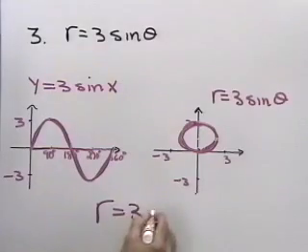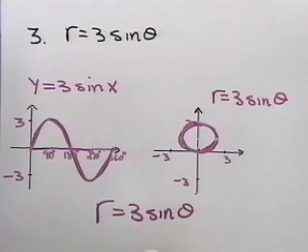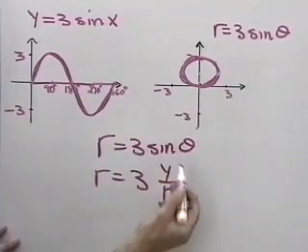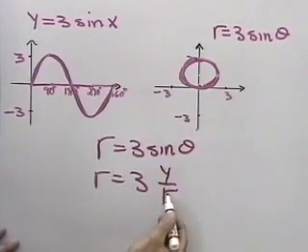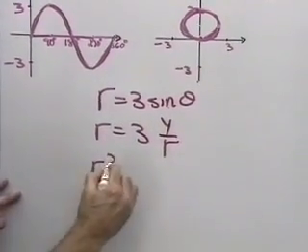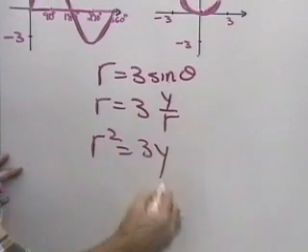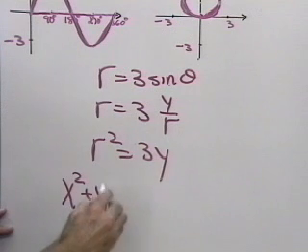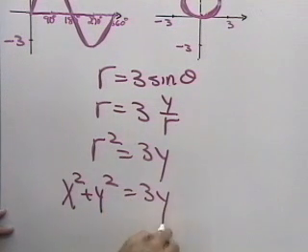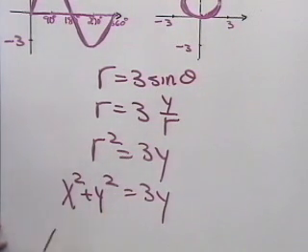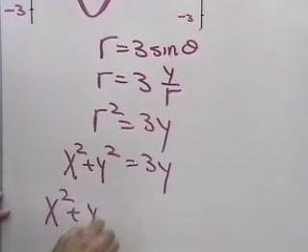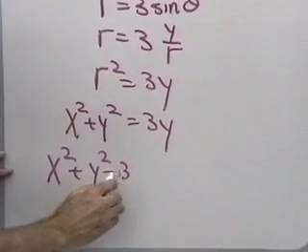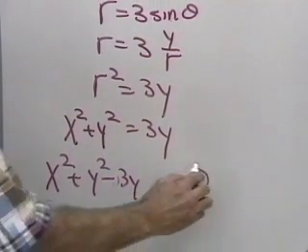r is equal to 3 sine theta. That's r is equal to 3 times y over r, since sine of theta is y over r. Multiply both sides by r. I get r squared is equal to 3y. r squared is x squared plus y squared. Okay, let's take the 3y to the other side. x squared plus y squared minus 3y is equal to 0.